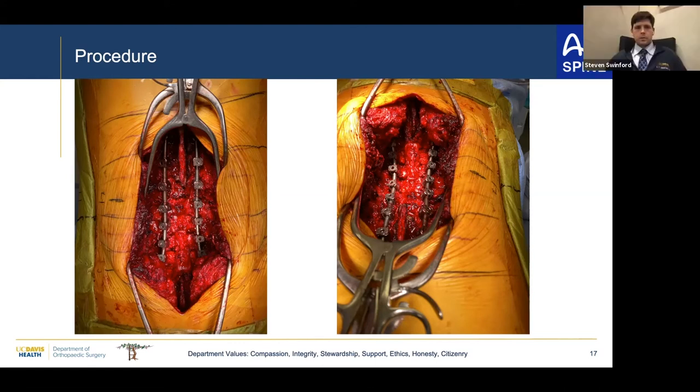Back to our patient, here are some intraoperative films after we've done our kickstand distraction technique and locked in our primary rods.